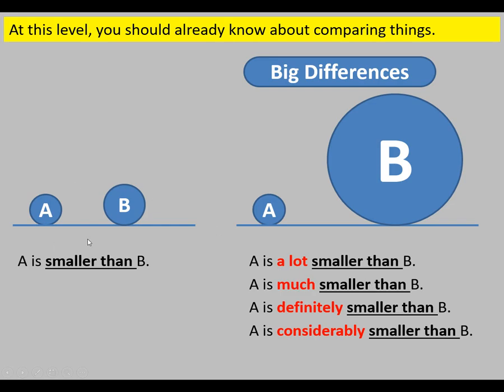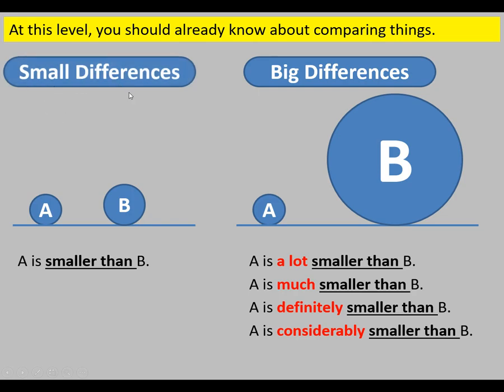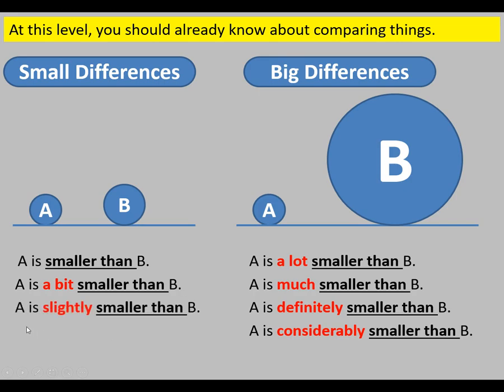In the first picture, the difference is small. So you could say A is smaller than B, or A is a bit smaller than B, or A is slightly smaller than B. So to talk about small differences, you could use a bit or slightly. And to talk about big differences, you could use a lot, much, definitely, or considerably with the comparative form. So what about this?